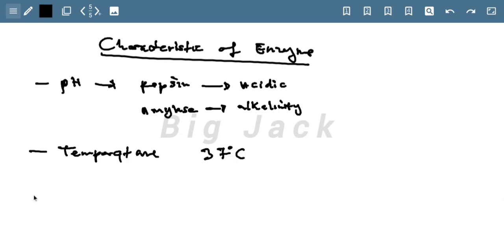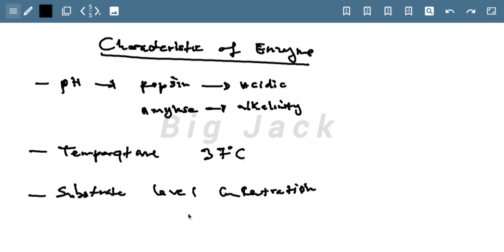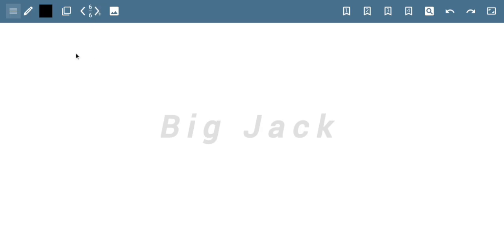Apart from that, substrate level concentration. When you increase the substrate level concentration, what is going to happen? Or once you lower the substrate level concentration, what is going to happen? So we need to explain all those things. Apart from that, you need to know the cofactors of enzymes and other things.